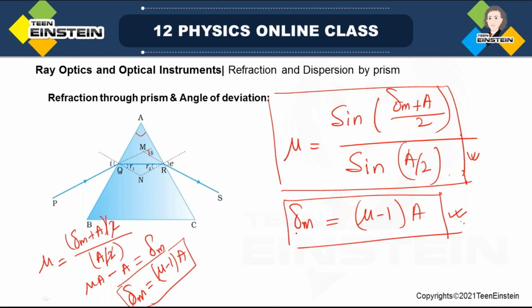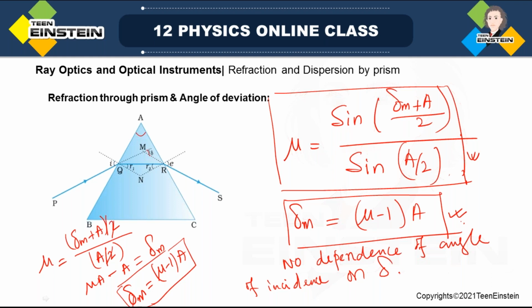It implies that, from this formula what we can understand, see here, there is no dependence of the angle of incidence on delta. Okay, that means light does not deviate much depending on the angle of incidence. So this is the implication we get from here.